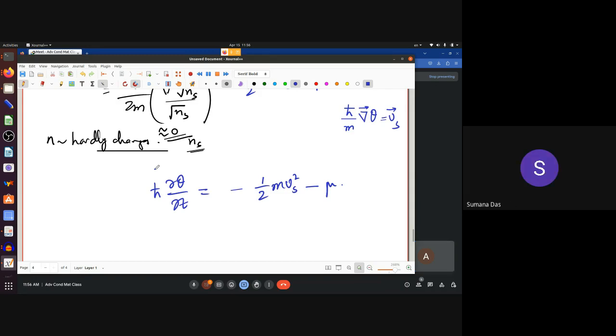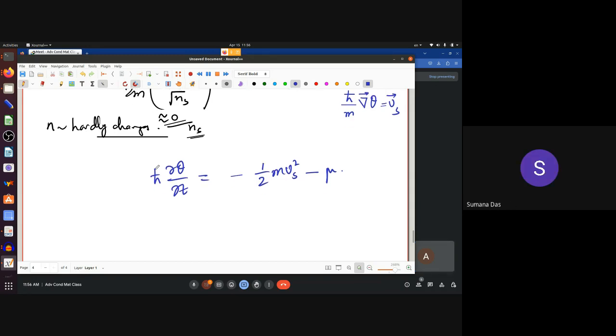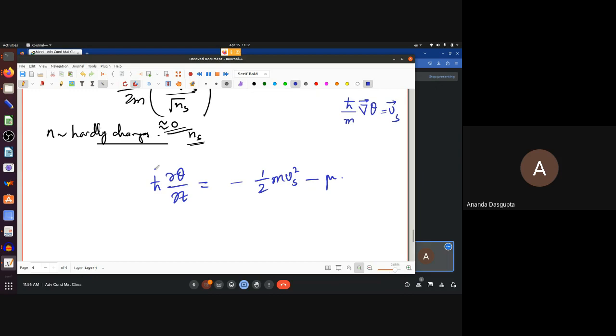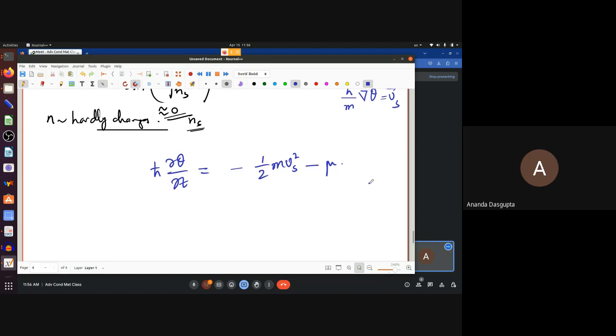Yes, sir. Replace it with Vs times m by h cross. Sorry, m by h cross. Well, actually, you can't, because that's the gradient of theta, not theta. But you're right in the sense that what you would do is first take the gradient of this equation, and then use the fact that grad theta is m by h cross Vs.